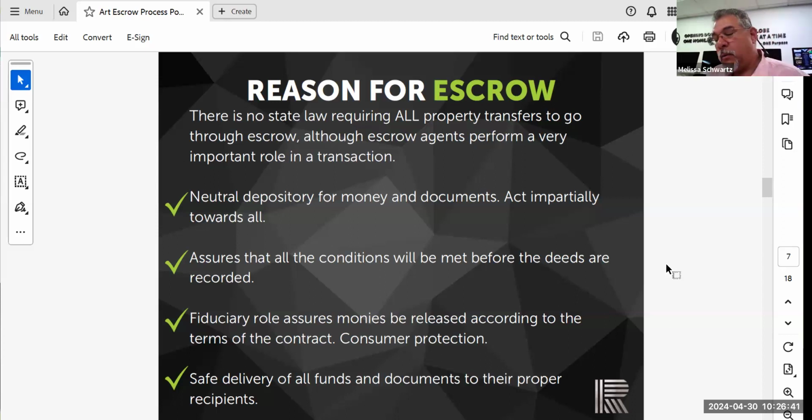So we created a document to send to the seller to verify and confirm that they are actually the seller and that they are actually selling the property.